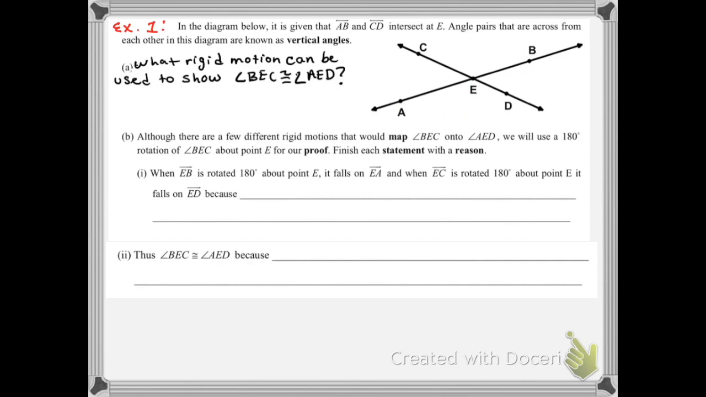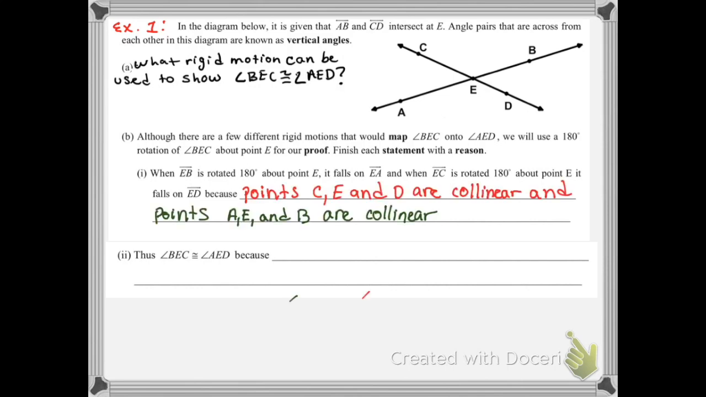And why is this true? Well, this is true because points C, E, and D are collinear, and points A, E, and B are collinear. Remember that collinear just means that they are on the same line, okay? 2 or more points that are on the same line. And so all those 3 points are on the same line. That means when you rotate 180 degrees, it's like doing a reflection.